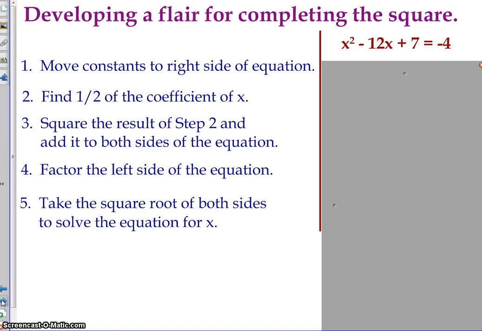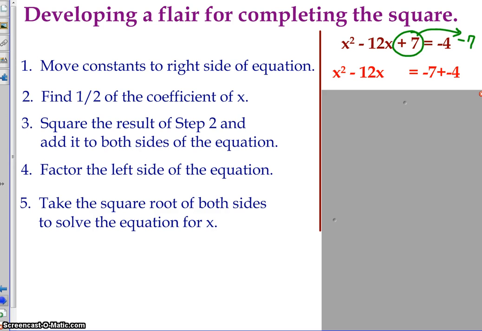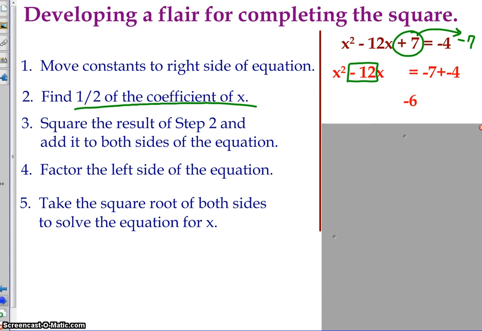So what you do is you start by looking at your constants and you say, I need to move my constants to the right side of the equation. So there's the 7, and to move it to the right side of the equation, I would subtract 7 from both sides. So that shows here that I subtract 7. Then we're going to take half of the coefficient of x. So my coefficient of x here is the negative 12. Half of that would be negative 6.